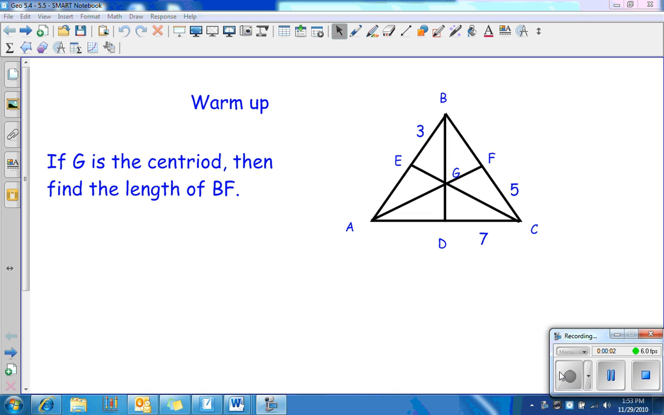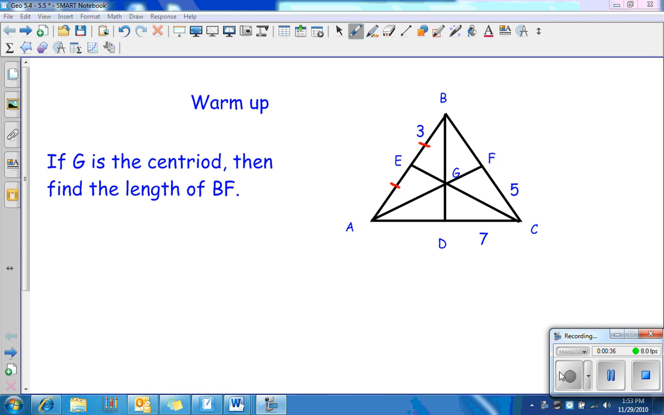Okay, now does anybody remember what a centroid is? The center part of the little. Good. So it goes from the angle to your segment and cuts it in half, right? So if I'm looking for BF, would it be 3 or would it be 5? 3. Or 7? 3. Okay, so it means that from the angle to your line segment, it cuts it in half.